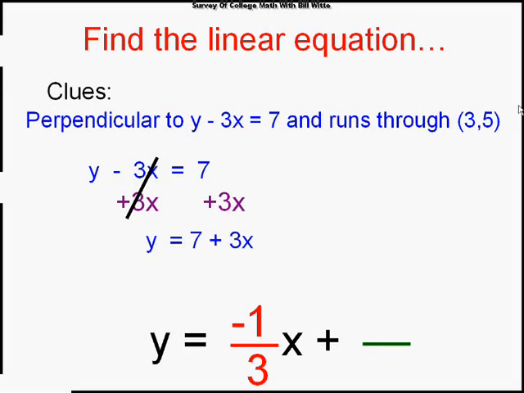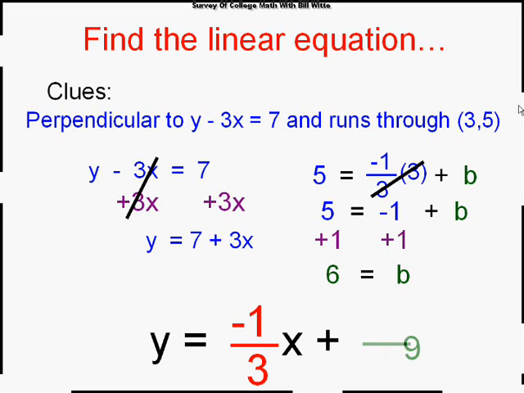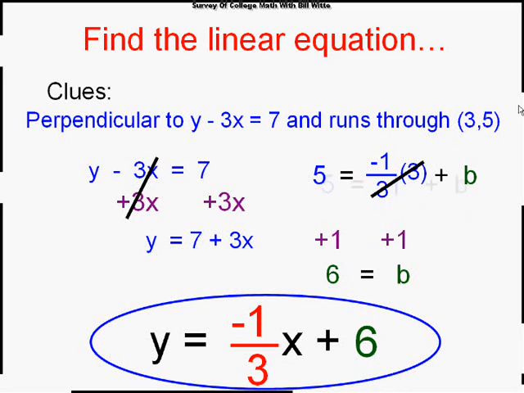Now all I got to do is make 3, 5 fit in there. Let's write that equation and put the 3 in for x and the 5 in for y and make b fit. Well, the 3's will nicely cancel, and I'll get 5 is negative 1 plus b. I'll have to solve for b by adding 1. And b will be 6. And there it is. It wasn't that bad.